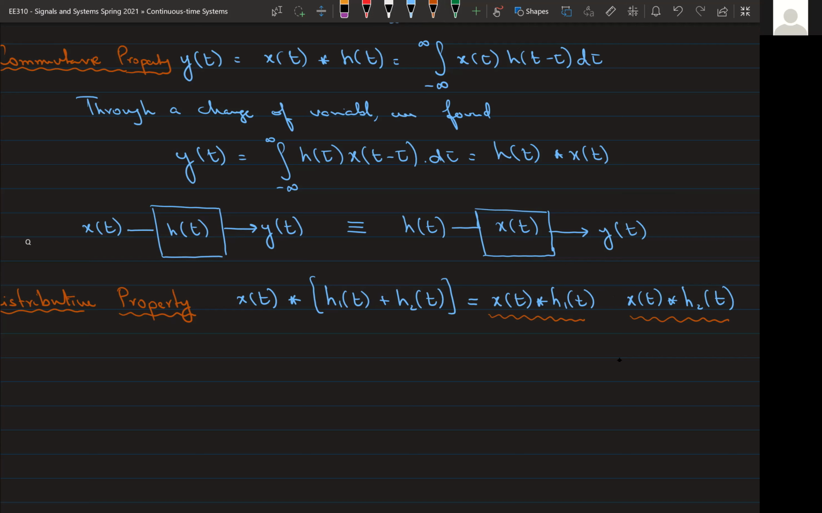All right, Zain? Yes, sir. Could it be that we have a system with an input x of t, and in the middle a box that has the summation of all the impulse responses from all the systems, and then we have the output y of t? Okay, so that would actually be an interpretation of the left-hand side. Let's try to wrap our heads around the right-hand side. What does it mean?